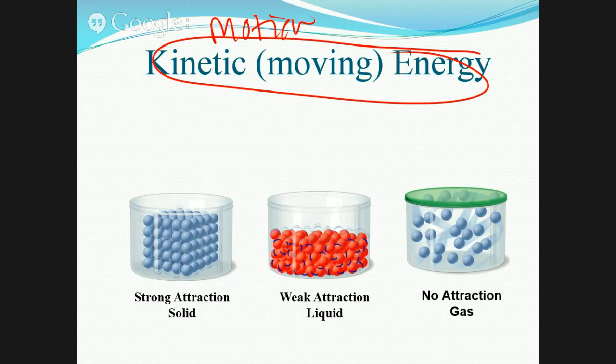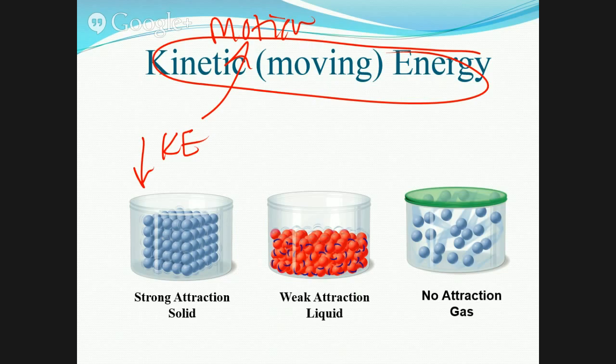In a solid, they're moving the slowest. So we would say they have low kinetic energy. Once again, that means motion. Solids have the lowest amount of motion. They're tightly packed and they're vibrating next to each other. So they can hardly move, like being in the front row of a concert. You're stuck there. You can't move. All you can do is bounce up and down.